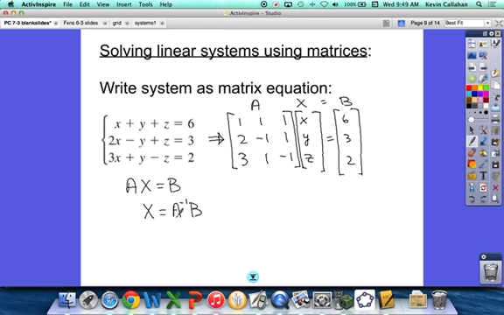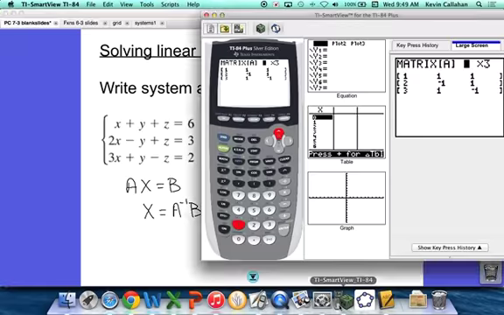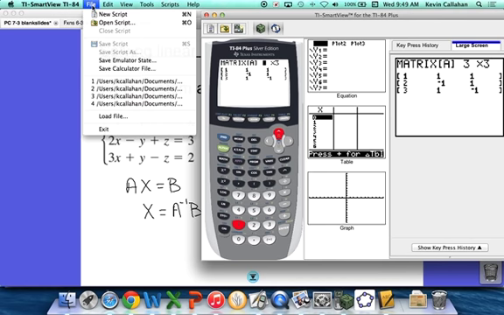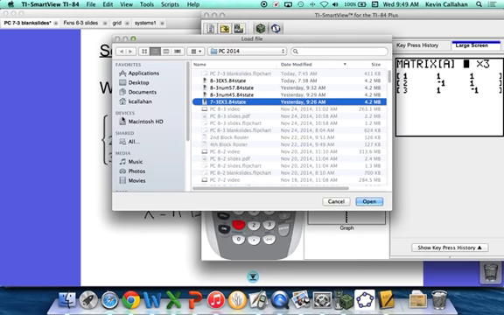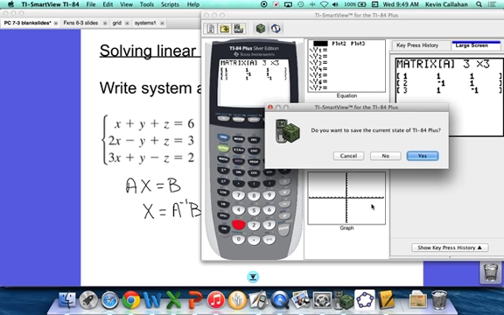Well, you'll see what you get when you do it in the calculator. I think I've got this one loaded. I tried to preload some of this stuff. Load file. So this was example 3. I think I've already got it in there.